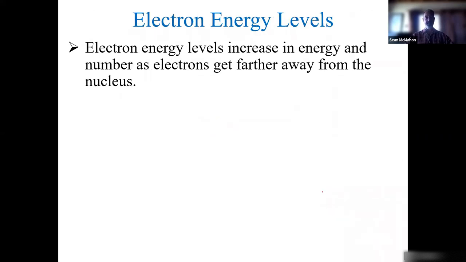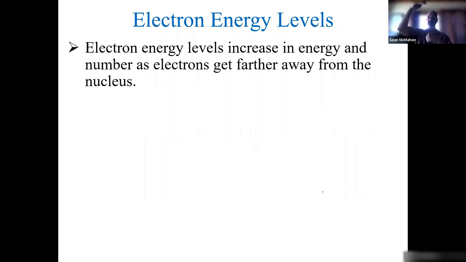So, electron energy levels. Electrons increase in energy, and in number, as electrons get farther away from the nucleus. What this means is, as the electrons get further away, you can think of it as more potential energy. Earlier in chapter 3, we talked about matter and energy, how there's kinetic energy, which is associated with movement, and then potential energy based on position. So as the energy levels increase, they're further and further away.